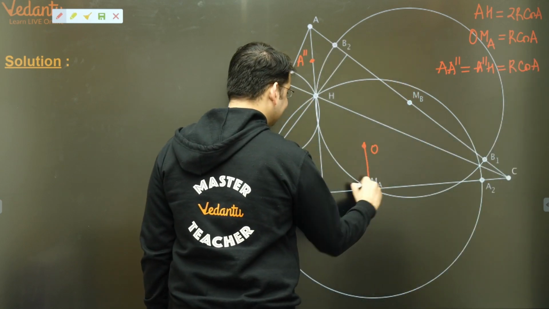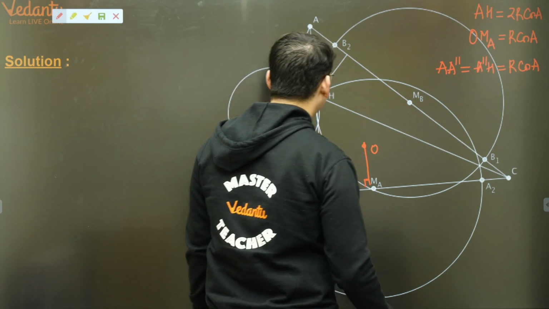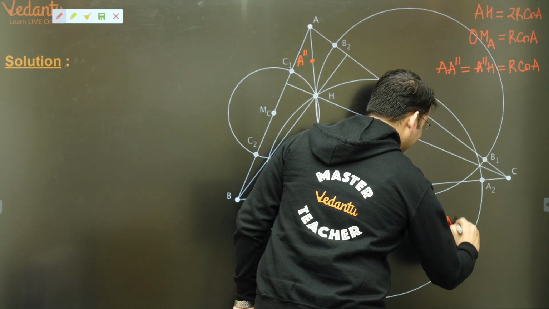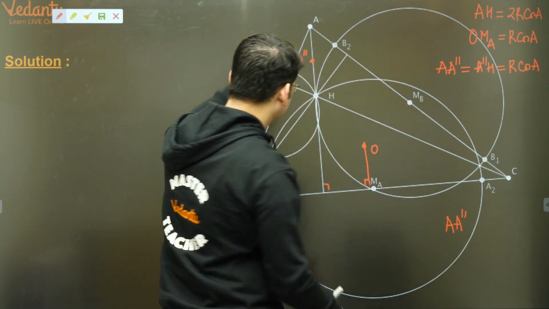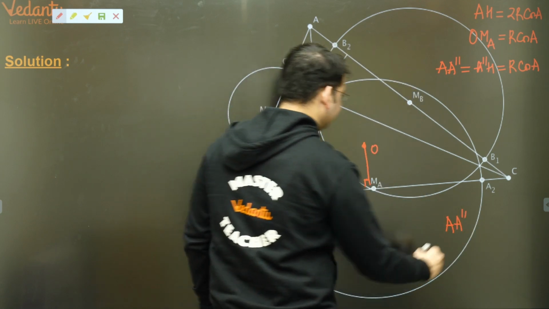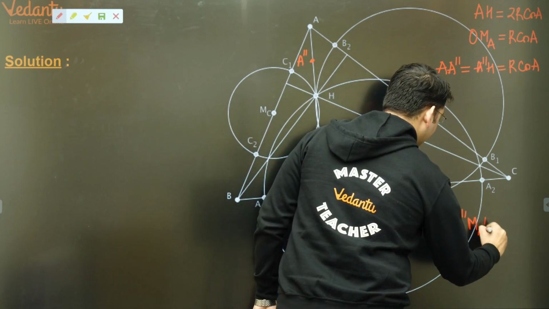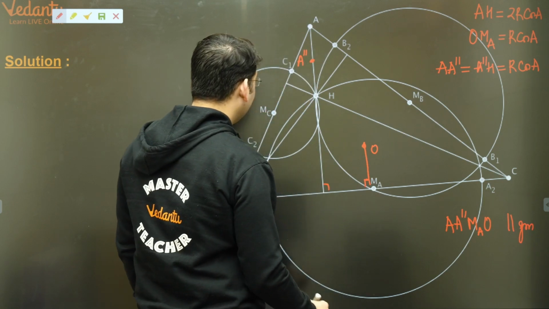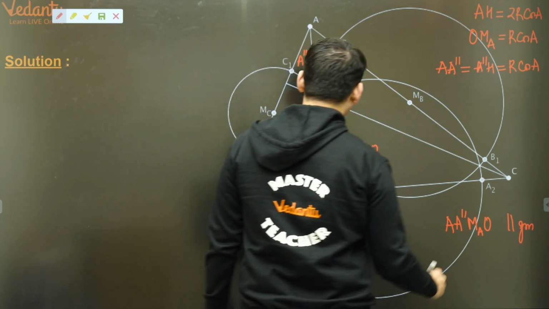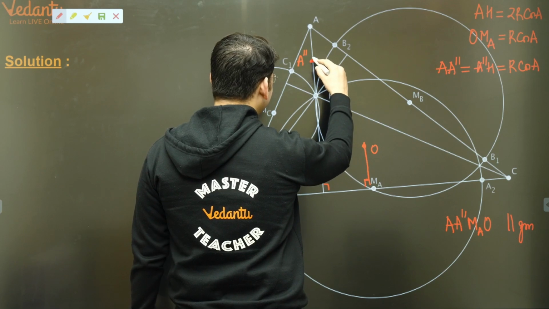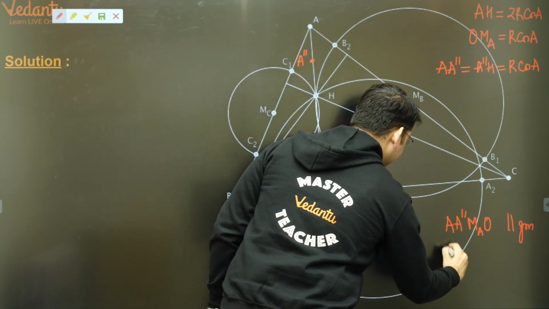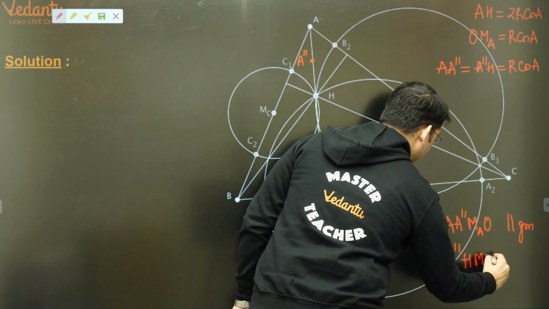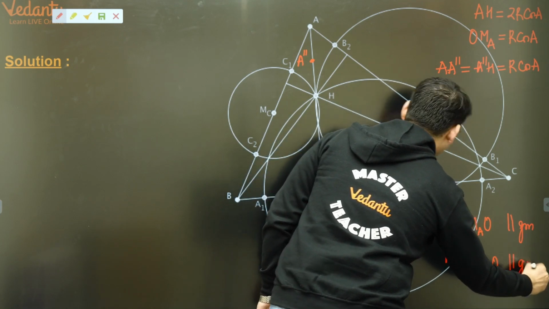And since this is 90 degrees and this is also 90 degrees, we have two more things. One is A double dash MAO is a parallelogram. Likewise, A double dash HMAO is also a parallelogram.